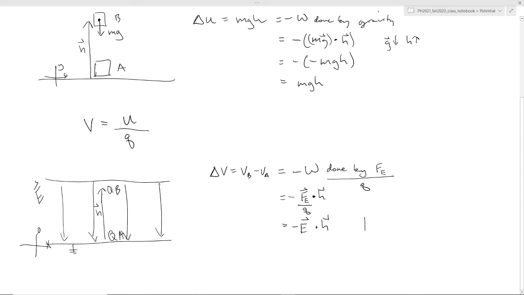Now notice the electric field is pointing down. Our h that we're moving through is pointing up. The displacement that we're moving through is pointed up. So these are anti-parallel again. So when you take the dot product, you would pick up a negative sign. This becomes negative EH.